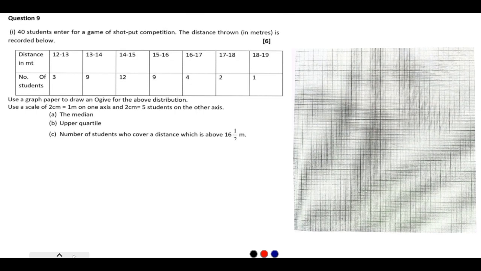Question number 9, first part: you have to draw an ogive, data is given and the scale is given. 2 centimeter is equal to 1 meter on one axis and 2 centimeter is equal to 5 students on the other axis.